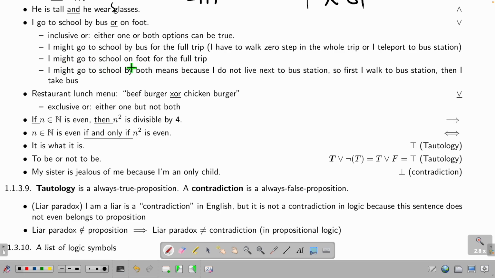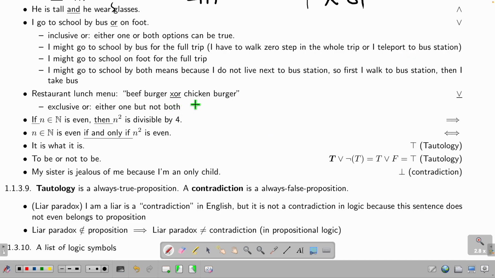So I may go to school on foot for the full trip. That means my foot cannot step inside a bus. Or I may have this. This is common sense. I have to walk to the bus station and then I take the bus. So in this case, this or means these 2 things happen at the same time. Please make sure you understand this, okay? I use crazy examples like this because this gives you a strong impression. That means you remember this, okay?